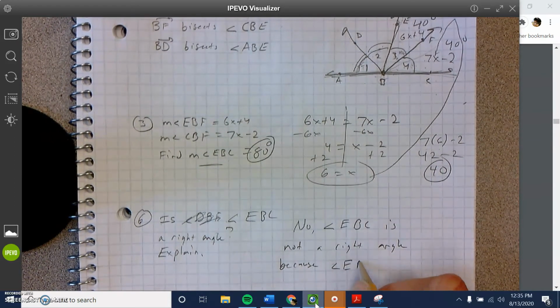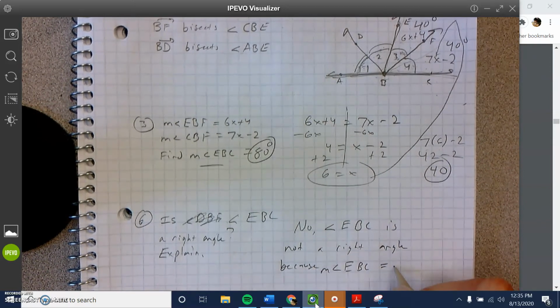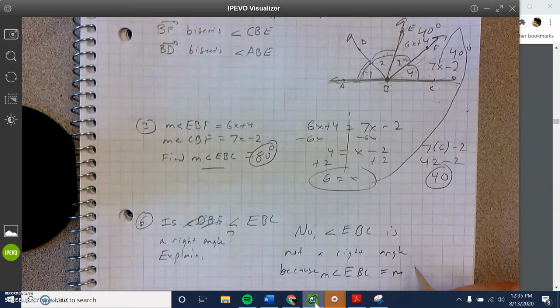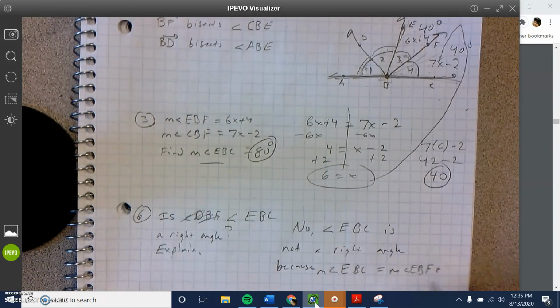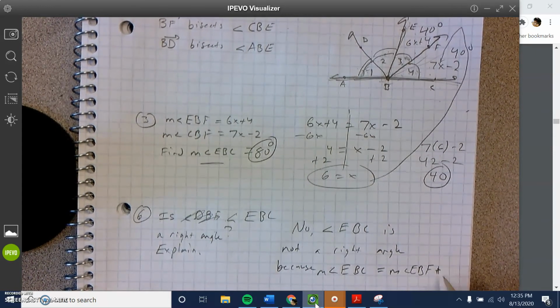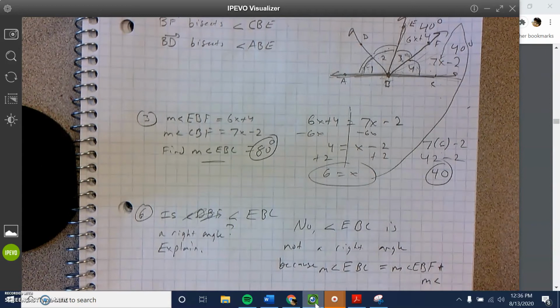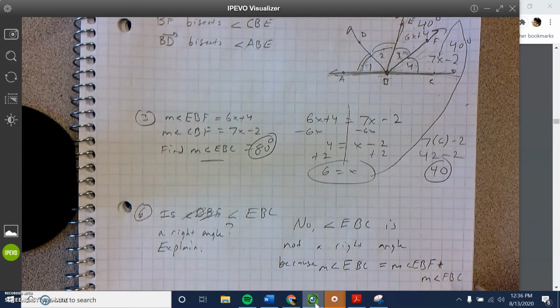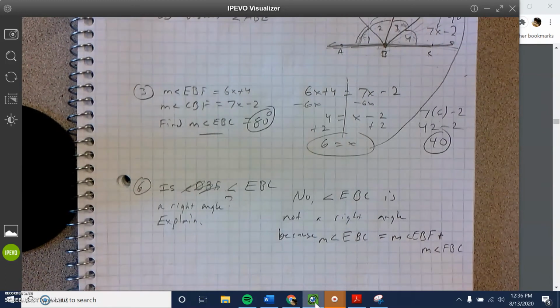The measure of angle EBC equals the measure of these two angles, right? The measure of angle EBF plus, running out of room here, the measure of angle FBC. You're probably thinking like, oh, this is so boring. Why are you doing this? Well, this is what you have to do in order to get excellent on the geometry EOC. So that's what we're practicing right here.